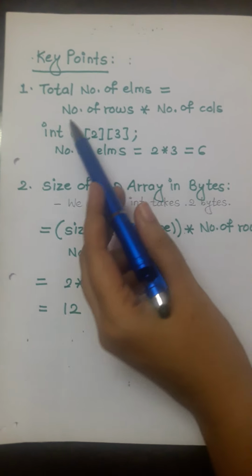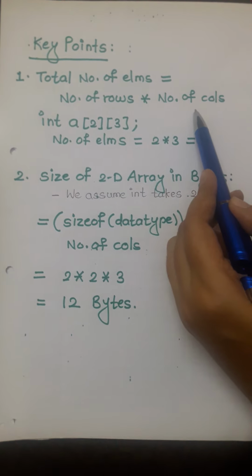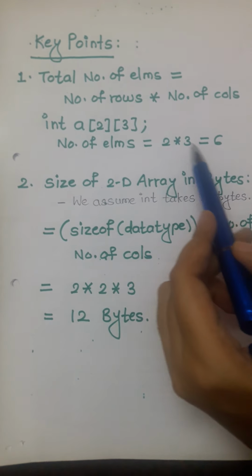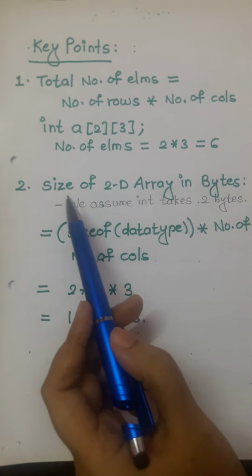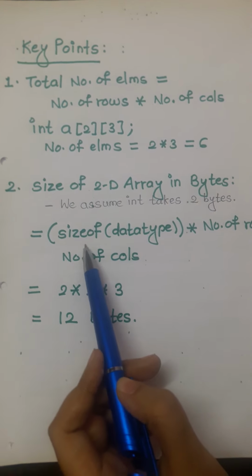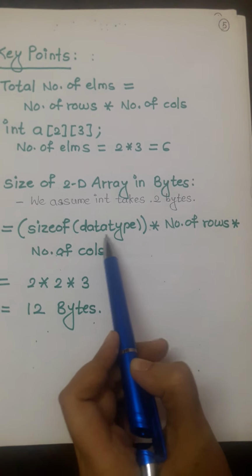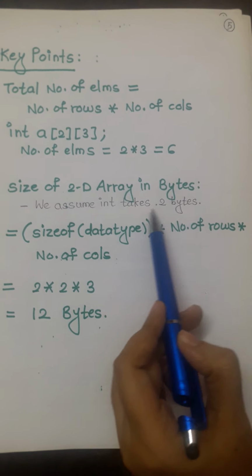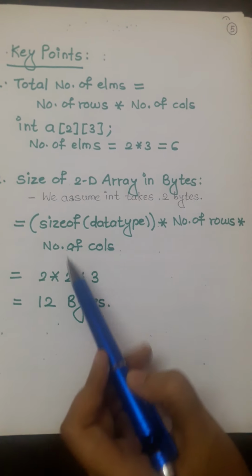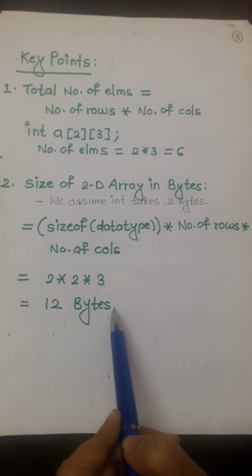Which you must remember. How can we calculate the total number of elements in an array? That is number of rows into number of columns. For example, I have taken integer a of 2 by 3. So number of elements are 2 into 3, that is 6 elements. When we want to calculate the size of a 2D array in bytes, here is the syntax: sizeof data type. sizeof is an operator in C which will calculate the size of the given operand. So we will assume here that integer takes 2 bytes. So sizeof integer is 2. Number of rows are 2. Number of columns are 3. So 2 into 2 into 3, that is 12. So total 12 bytes will be taken.